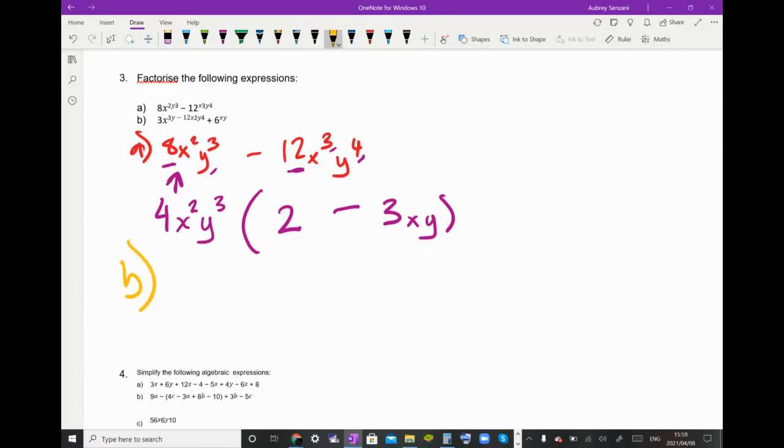Then this B is quite the same. They've messed it up again in the copying and pasting. Minus 12x to the power 2 y to the power 4 plus 6 x y.